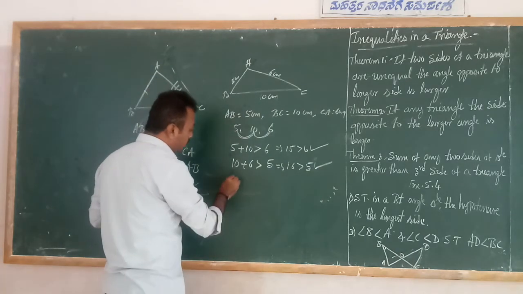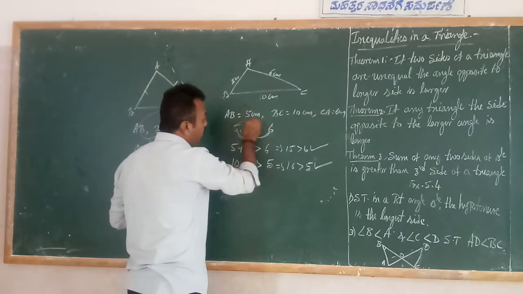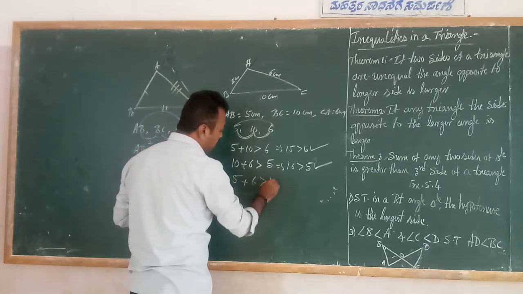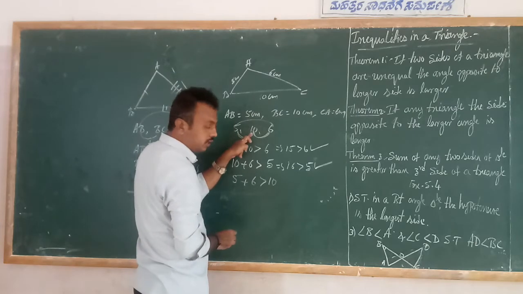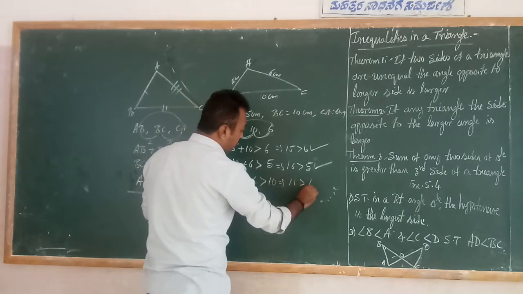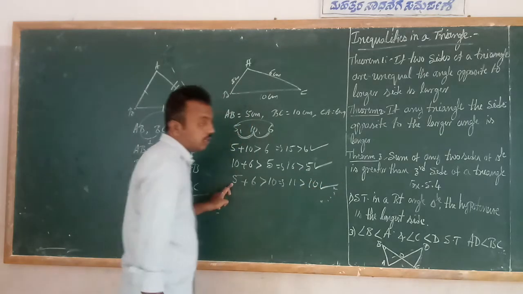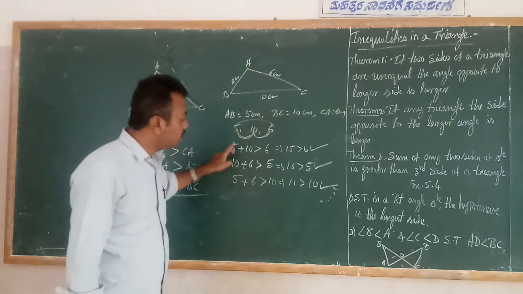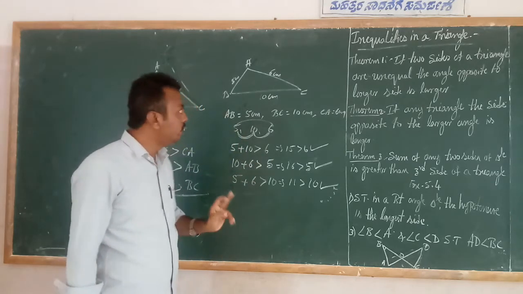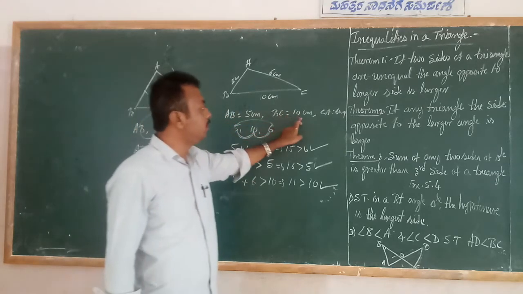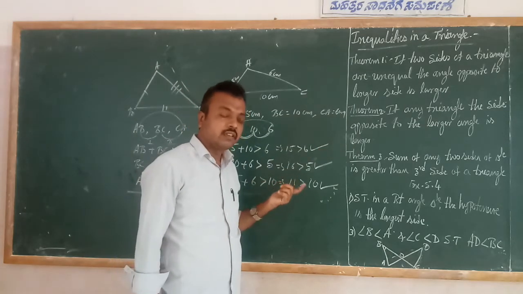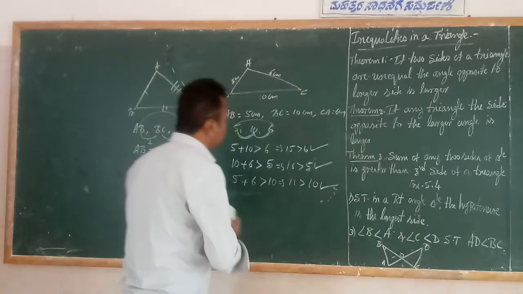So come to the third one. The third one is 5 and 6, you should consider it. 5 plus 6 must be greater than the third side, which is what? 10 is the third side. So the sum becomes 11, which must be greater than 10. So the third condition is also satisfied. So all three conditions are satisfied. Therefore 5 centimeter, 10 centimeter and 6 centimeter are the sides of a triangle. It forms a triangle. Suppose any one of the conditions is not satisfied.